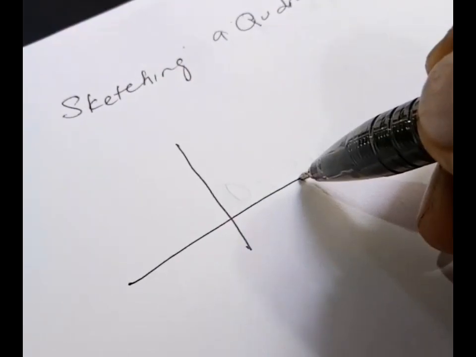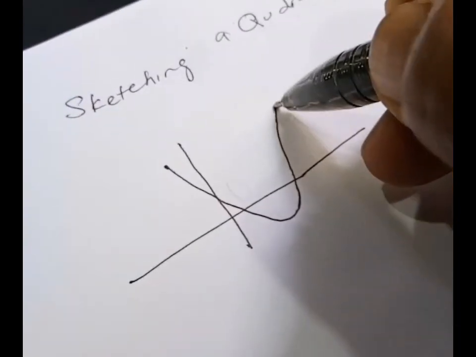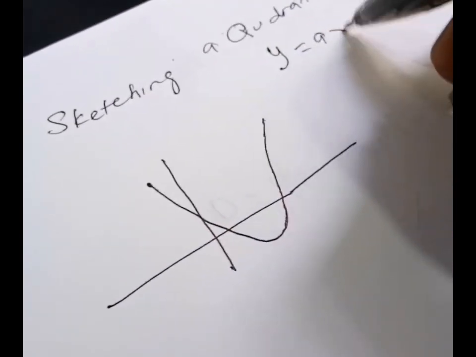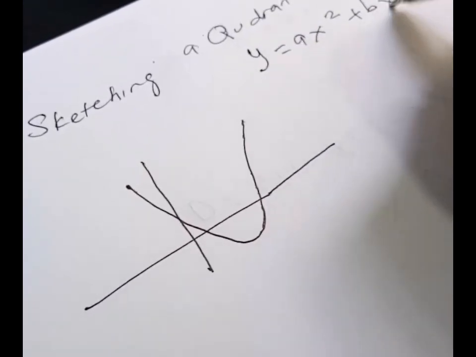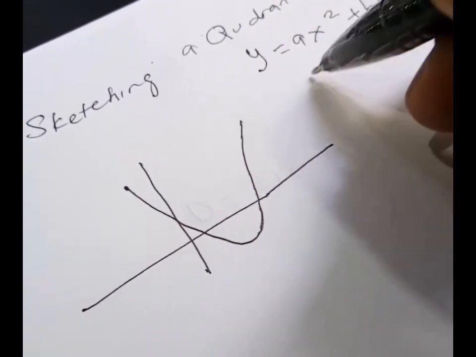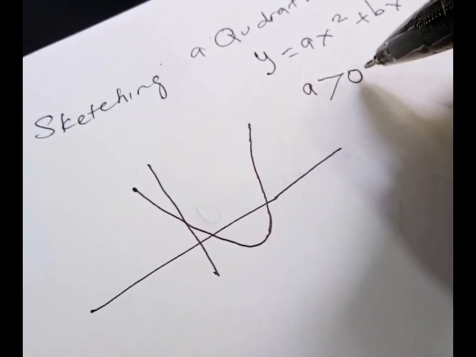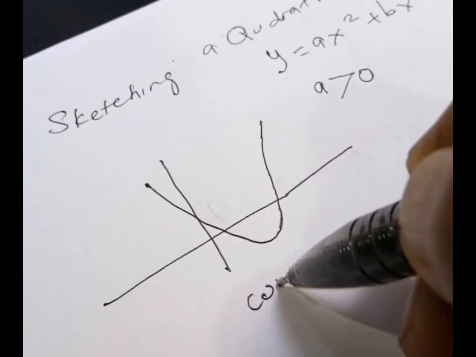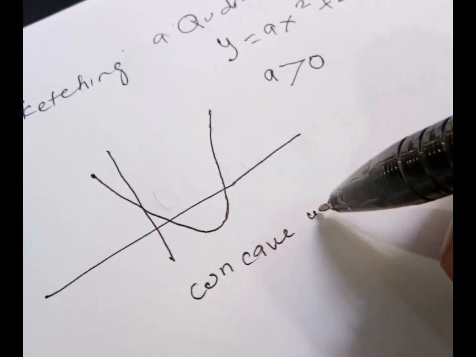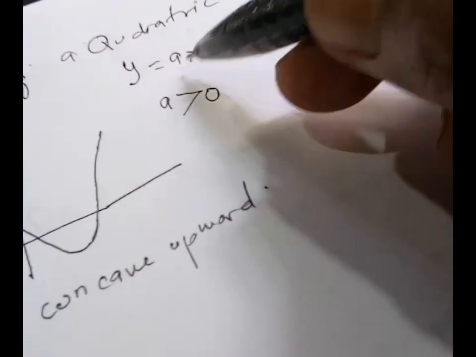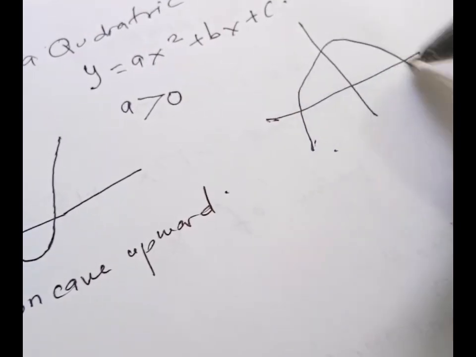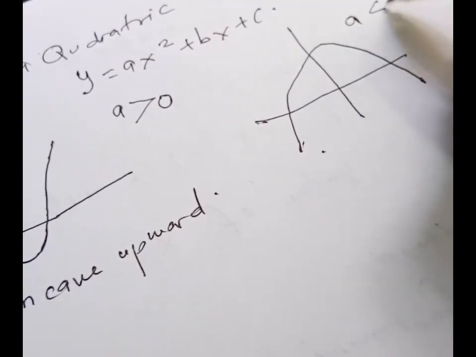First is a minimum form, minimum type. For this case, the quadratic function is in the form of y equals ax squared plus bx plus c, and the shape is determined by a. When a is positive, we have a concave upward shape, so we call this a minimum form or concave up. When a is negative, we have concave downward, with a maximum point.